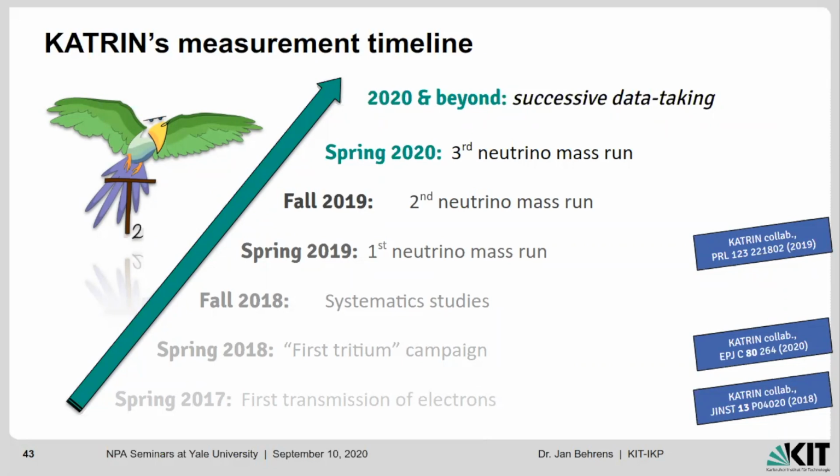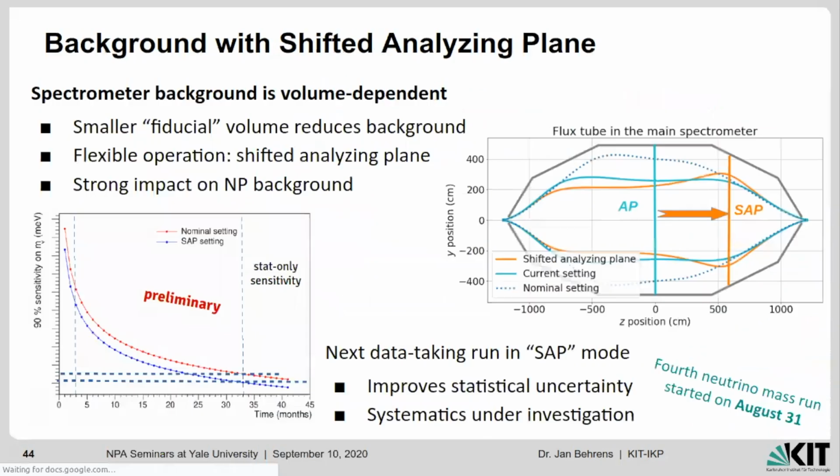And now, for the very last slide, one outlook for the measurement phase we are currently doing is the so-called shifted analyzing plane. I explained earlier how important it is to control our spectrometer background. And one way that we are now testing is the so-called shifted analyzing plane. I explained the MAC-E filter, where the analyzing plane was in the center of the MAC-E filter. But we can also configure our spectrometer to have the analyzing plane a little bit further toward the detector. So this is why it's called shifted analyzing plane.